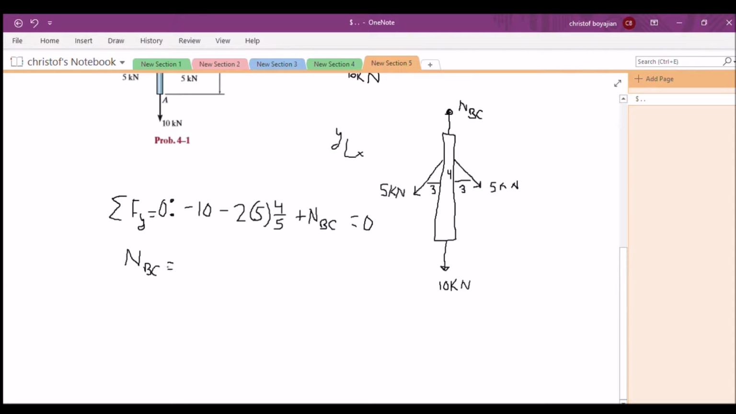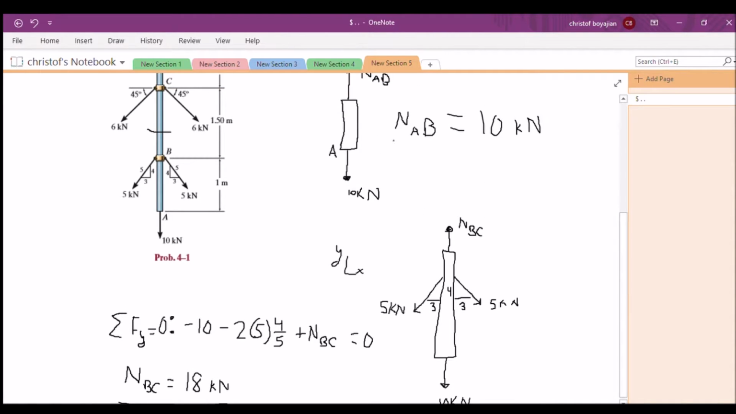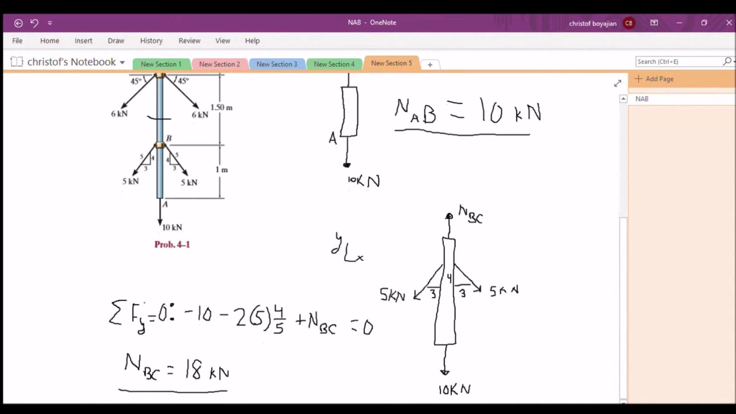We go ahead and see that NBC is going to be 18 kilonewtons. All right. So now that we have that, I'm going to underline these so that I can reference them later. So we have NAB 10 kilonewtons, NBC is 18 kilonewtons.